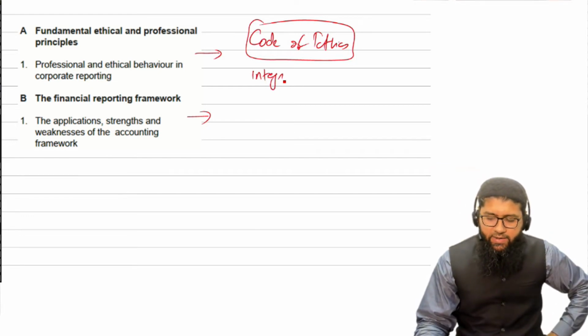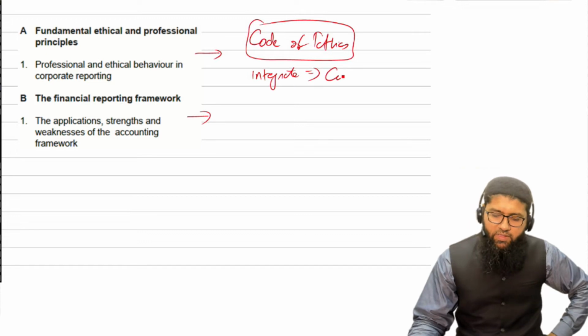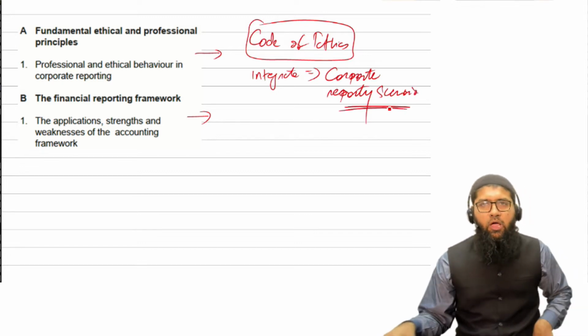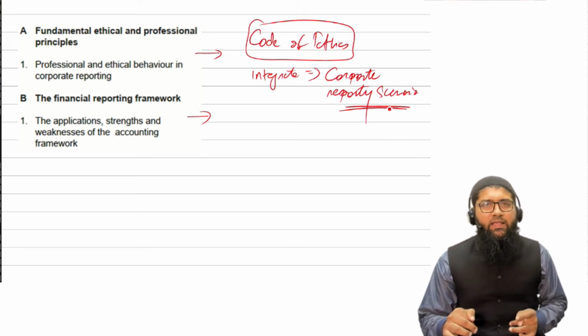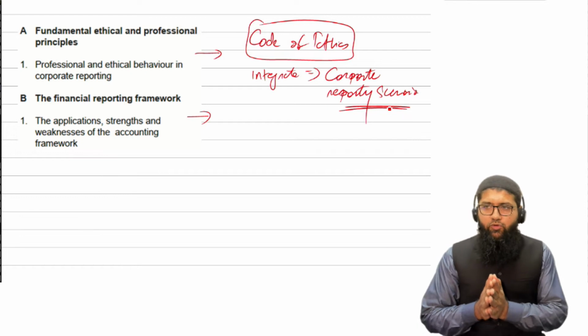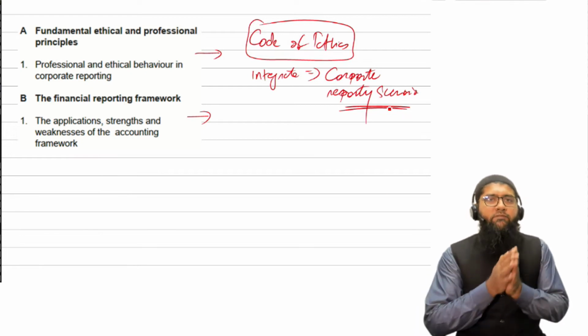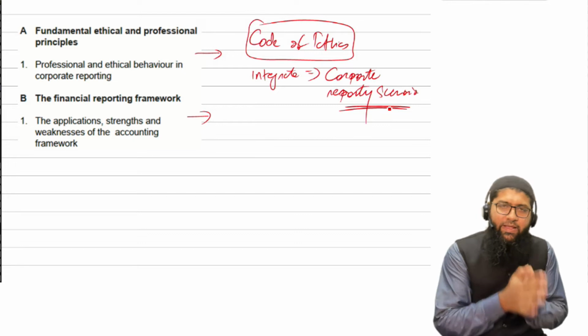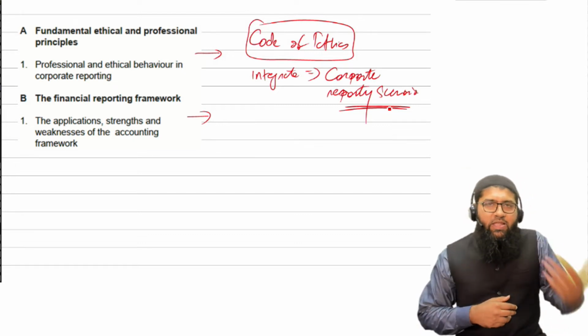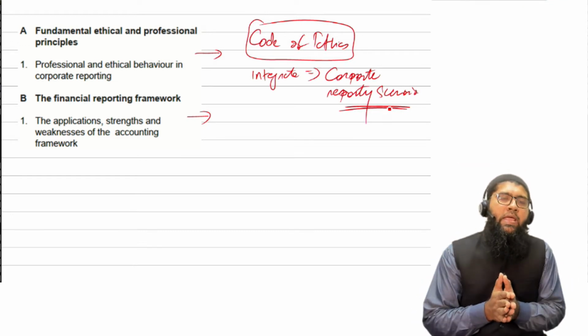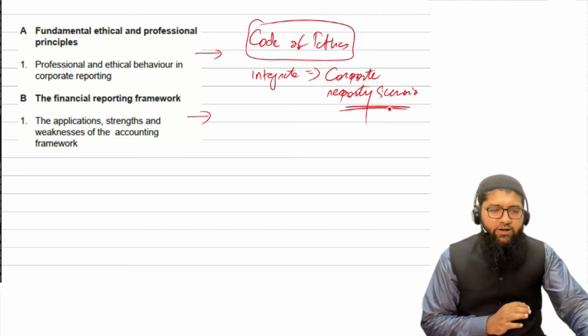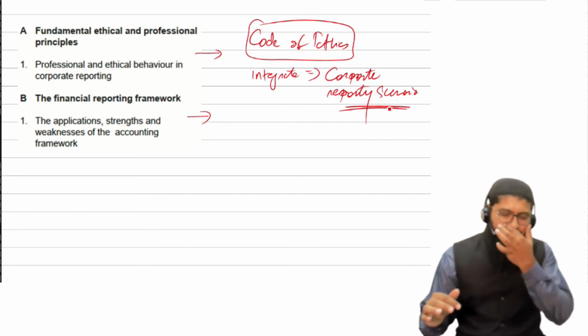and we need to integrate this knowledge with the corporate reporting scenarios. So you would be given different types of scenarios where the accountant may be doing intentionally wrong accounting. They would be intentionally ensuring that the business's profits keep on increasing. They would be intentionally trying to overstate the assets, intentionally trying to understate the liabilities, and things like that.